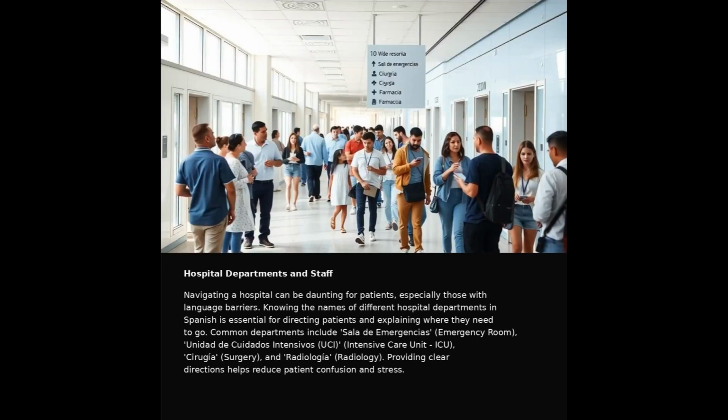Hospital departments and staff. Navigating a hospital can be daunting for patients, especially those with language barriers. Knowing the names of different hospital departments in Spanish is essential for directing patients and explaining where they need to go. Common departments include Sala de Emergencias, Emergency Room, Unidad de Cuidados Intensivos, UCI, Intensive Care Unit, ICU, Cirugía, Surgery, and Radiología, Radiology. Providing clear directions helps reduce patient confusion and stress.